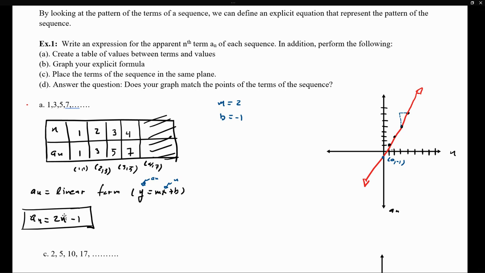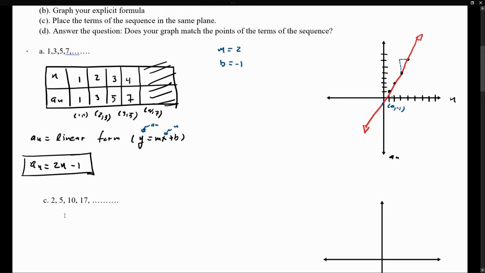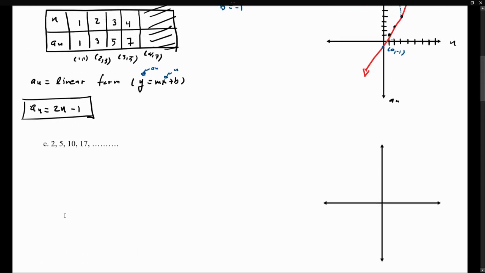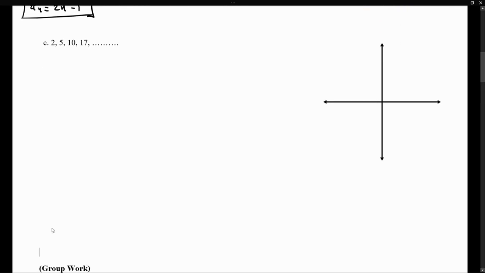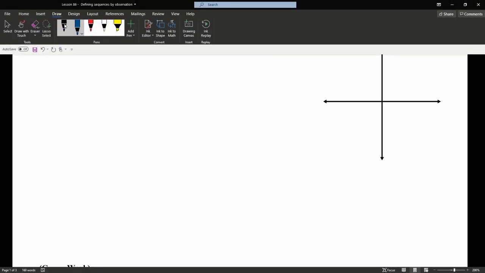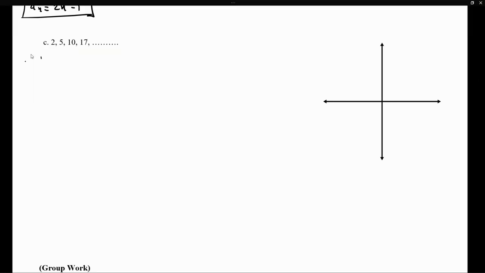Let's do one more example. Let's do example C now, which I don't know what happened to B, but let's just take a look at C then. Same idea. We want to come up with an explicit formula which we can use to define this sequence. Well, the first thing that I want to do is create my table of values. So here we have a table of values for n and a of n.